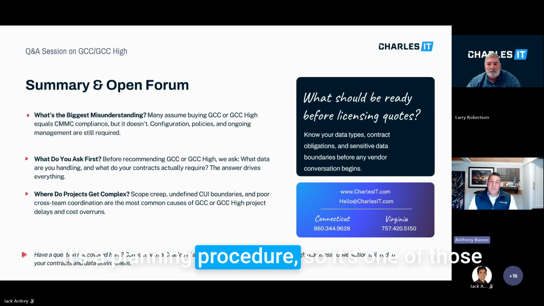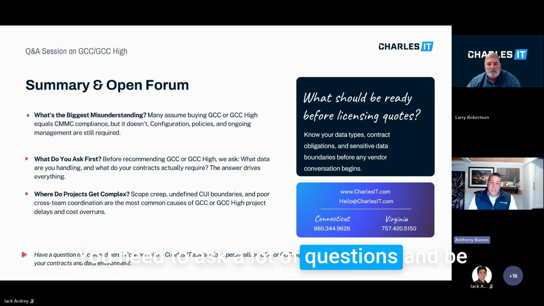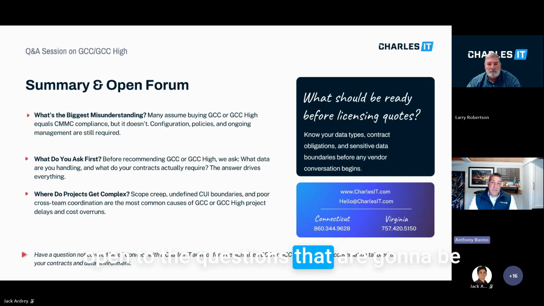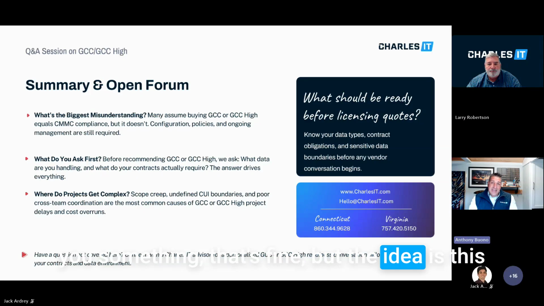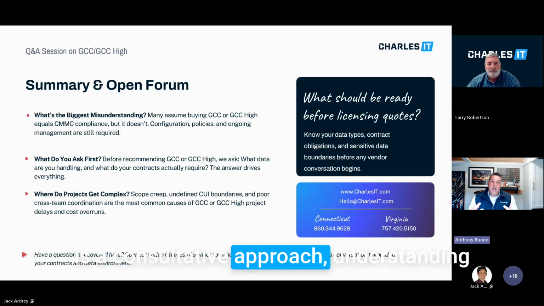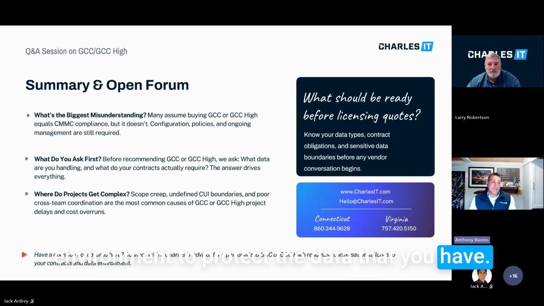It's a planning procedure. So it's one of those things where people don't need to just jump in. You need to ask a lot of questions and be open to the questions that are going to be asked, because if someone just wants to sell you something, that's fine. But the idea is this is a consultative approach, understanding exactly what needs to happen in your environment to protect the data that you have.